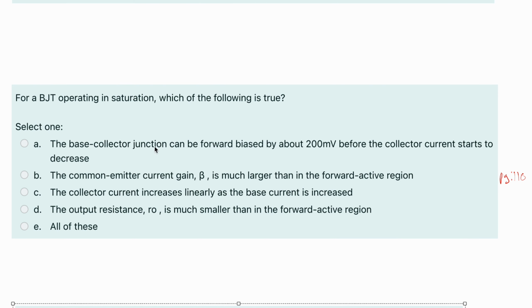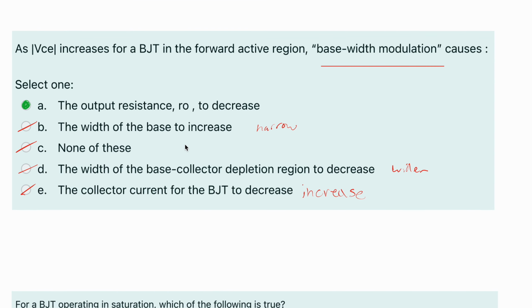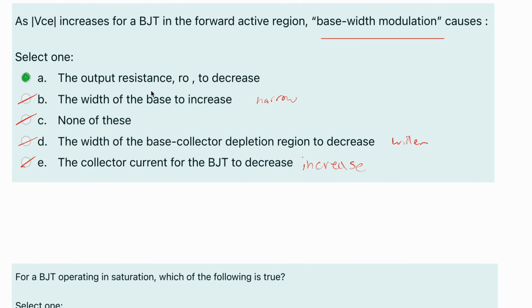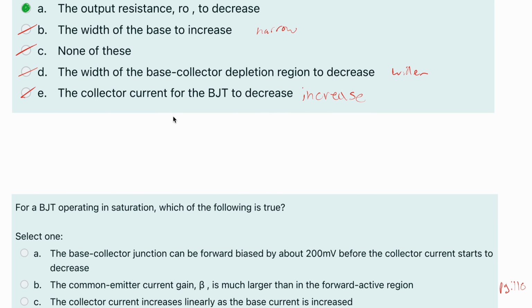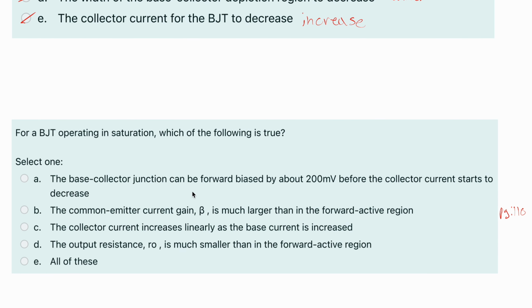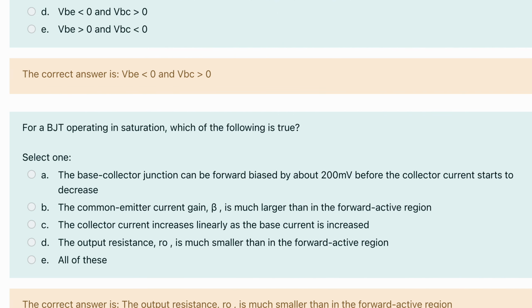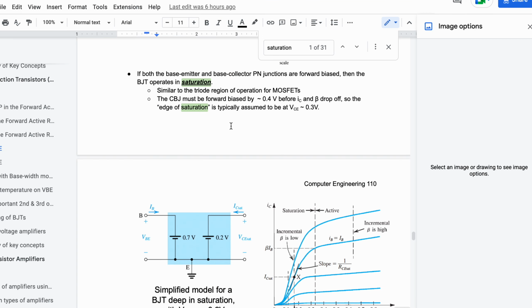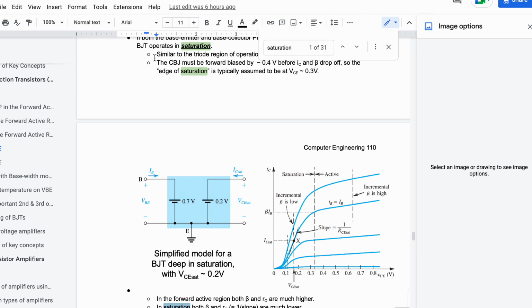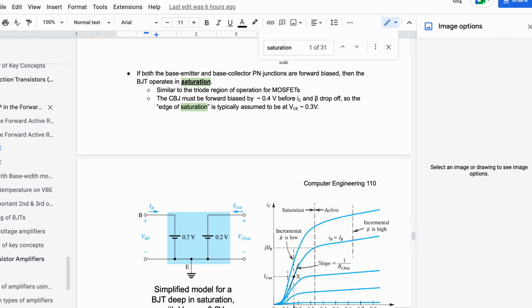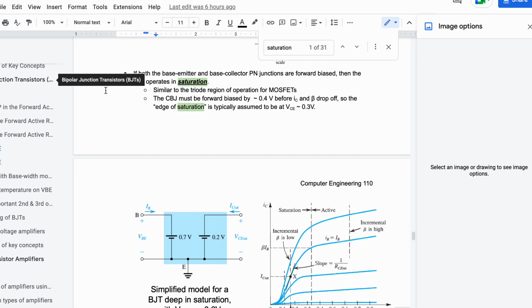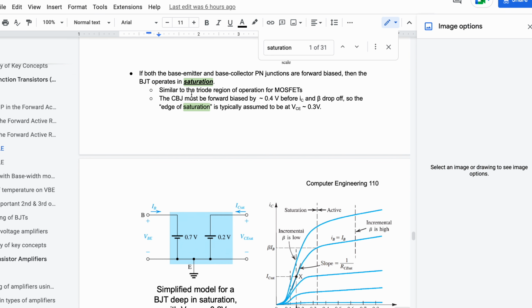Operating in saturation, we're asked which of the following is true. We've looked at previous questions with BJTs, but here we are looking at saturation. This is going to be looked at on page 110. Looking at page 110, we have our BJT operating in saturation here, and this is in our bipolar junction transistor notes that are in the description below the like button.